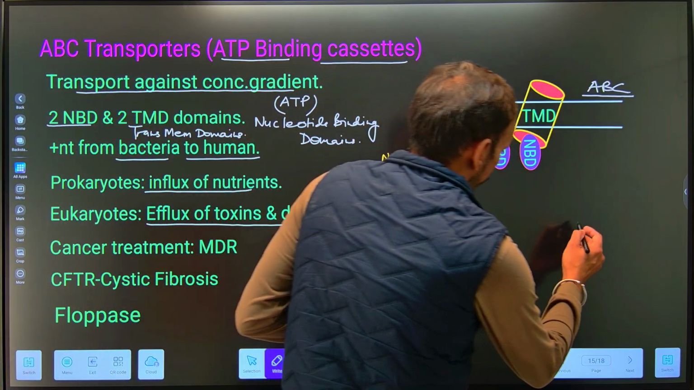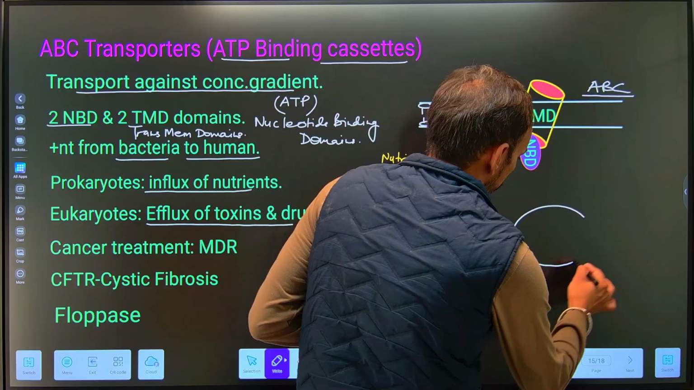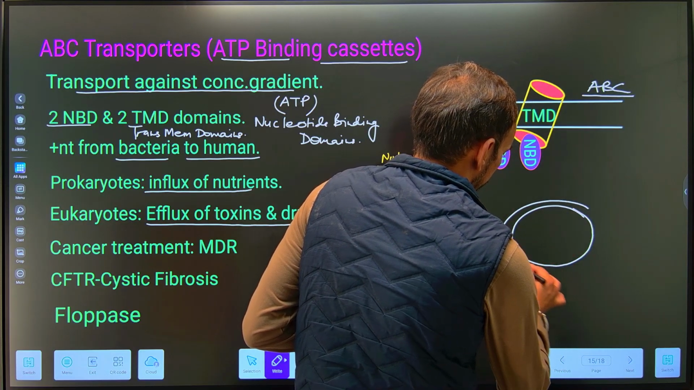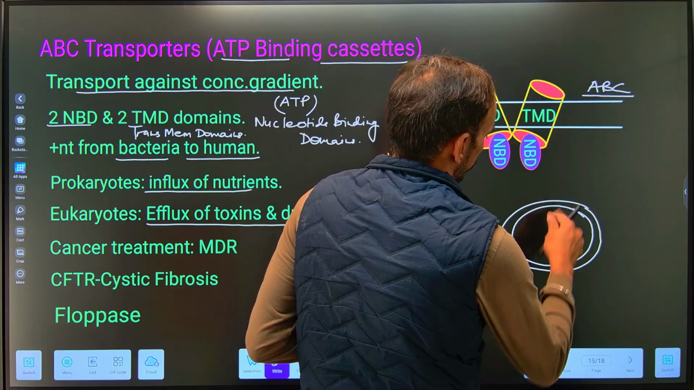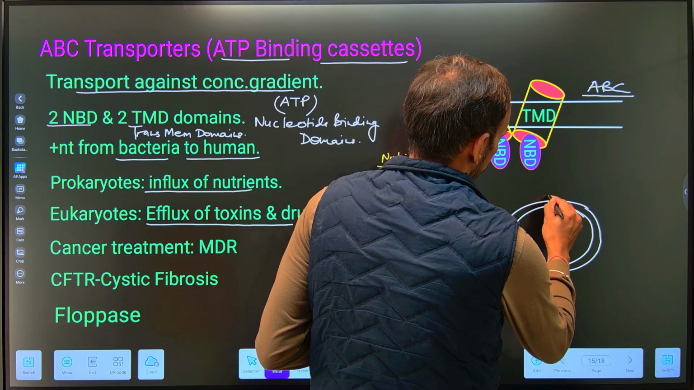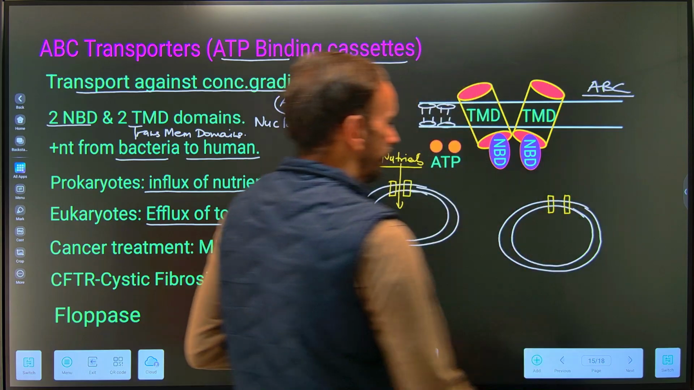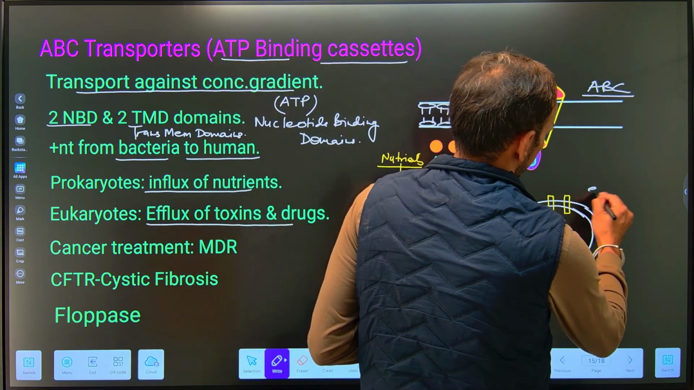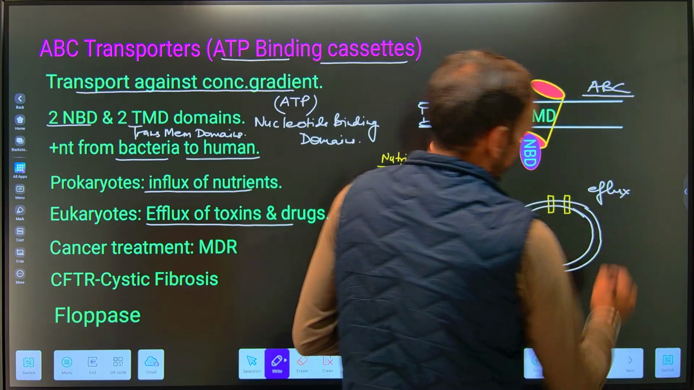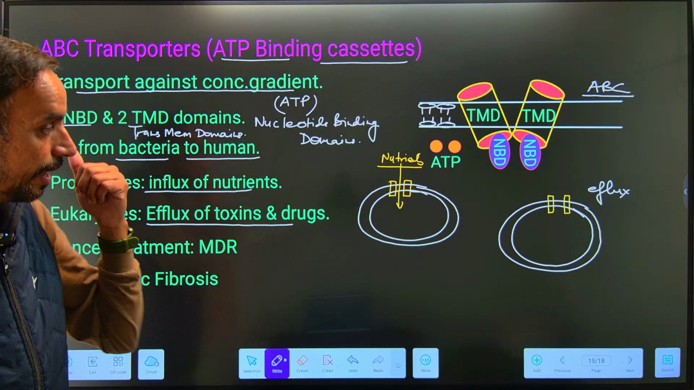Now, in the case of eukaryotes or the eukaryotic cell, these ABC class of transporters are generally involved in efflux. Efflux means it will transport the molecule outside the cell.